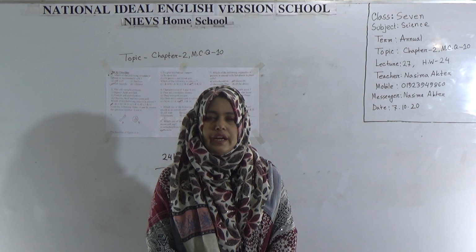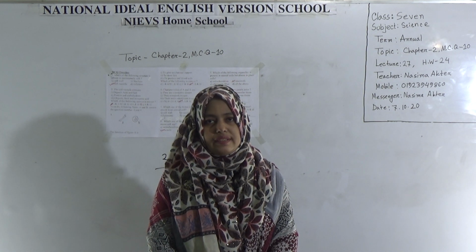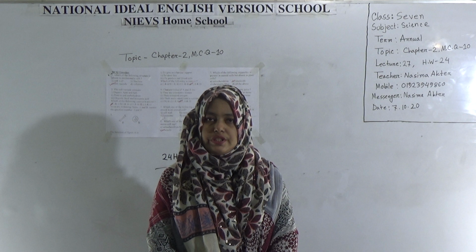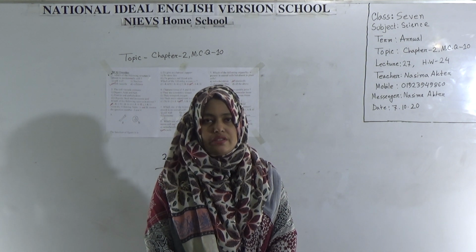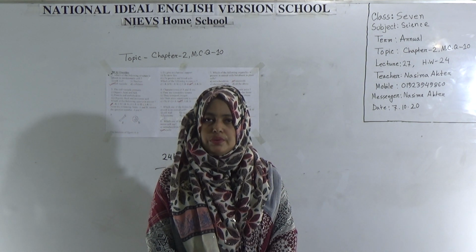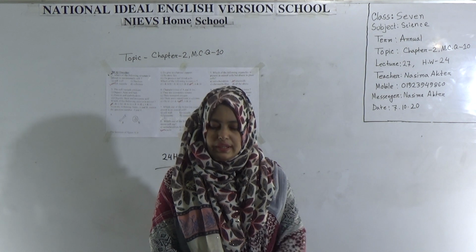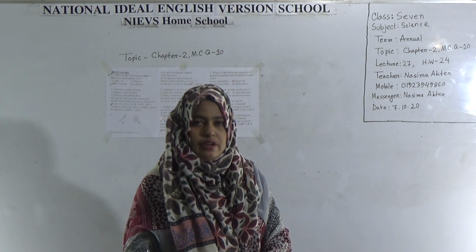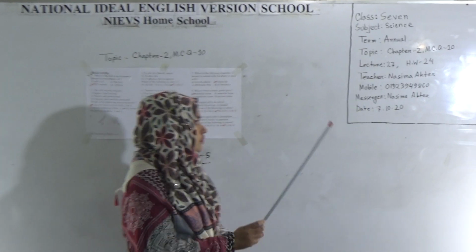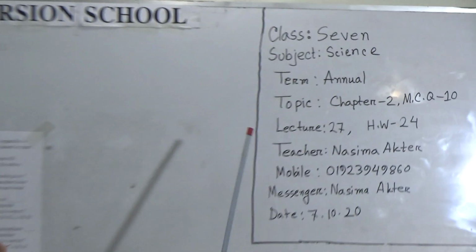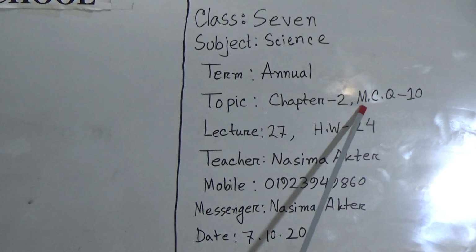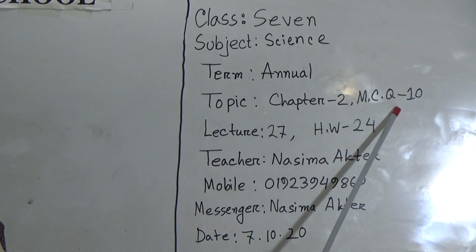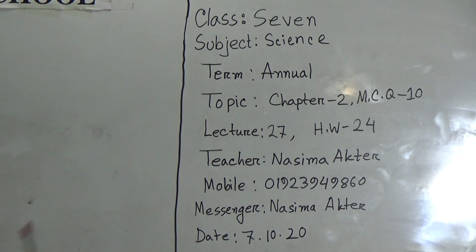Dear student, today I am going to take a science class for class 7 students. Our today's topic is MCQ based on chapter 2. We will do 10 MCQ questions and answers. Let us see today's topic at a glance. Our today's topic is chapter 2 MCQ 10. We will solve 10 MCQ today. This is lecture number 27, and I will give you SW. Our SW will be number 24 SW.